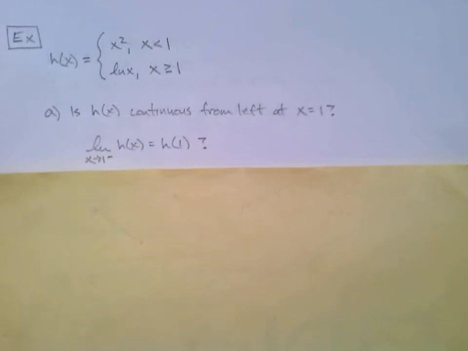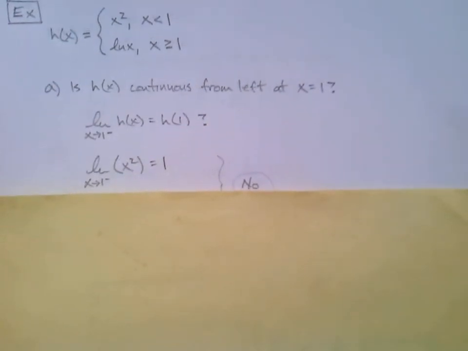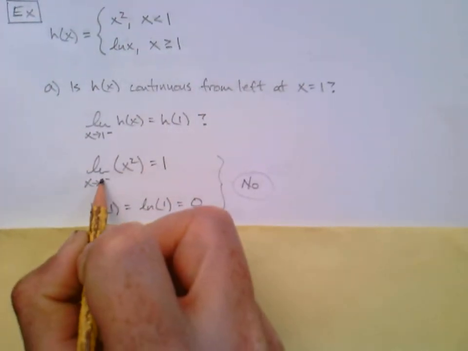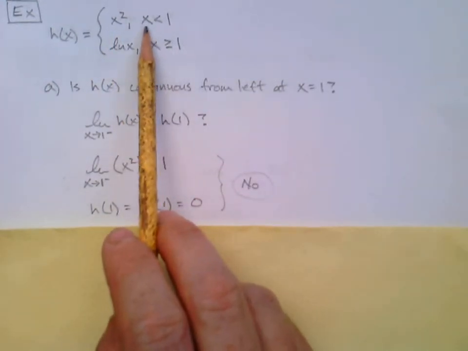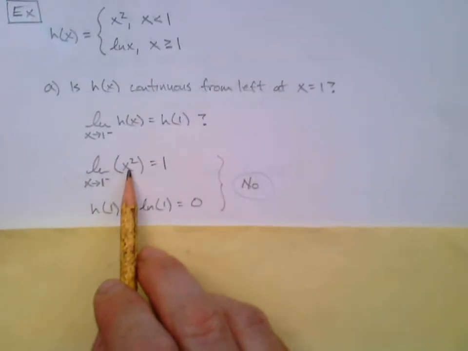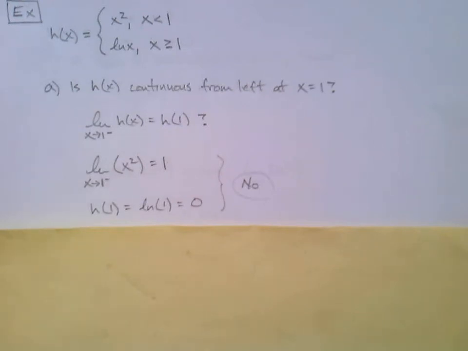Okay, well, let's see. We just need to look at each one separately, and then we'll know. Let's take a look at that limit. I might as well just show you all of my work here. You can see the answer. So taking the left-sided limit, we know we're taking the x squared because those are the values a little bit smaller than 1. So we'll just plug 1 right into that, and we'll get that left-sided limit equals 1.